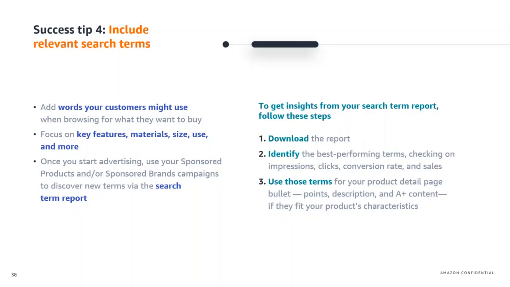You can also add search terms within Manage Inventory on the Inventory tab. And once you launch a sponsored product or a sponsored brand's campaign, you can also use your search term report, which is available for both solutions, to find terms that generate results for you, such as impressions, clicks, and sales. And to get insights from your search term report, you can download the report, and then you'll identify the best performing terms considering the metrics I just mentioned. So you can see which ones are generating the most impressions, clicks, and sales. Then if those terms match with your product's characteristics, use them to strengthen your product detail page from the bullet points to the description to A+ content if you do have access to A+ content.